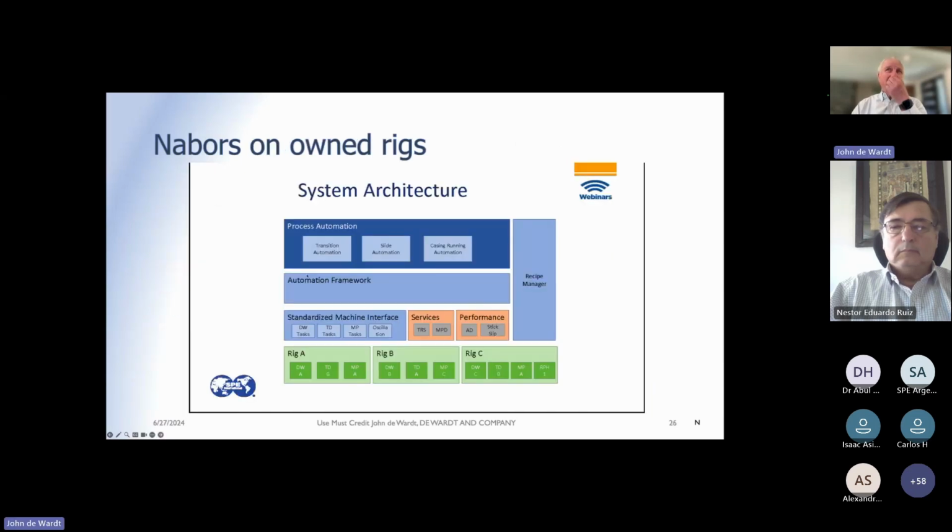And here's 3 diagrams on how they show that they apply their rig operating system to rigs. This is owned rigs. So the process automation is up here at the top level, casing running, slide automation, etc. Then they have their automation framework, their rig operating system, which sits over their standardized machine interfaces, their services, etc. And then that drives the equipment on the rigs. And on the right, they have a recipe manager, which is giving the formulation of the activities to be undertaken.